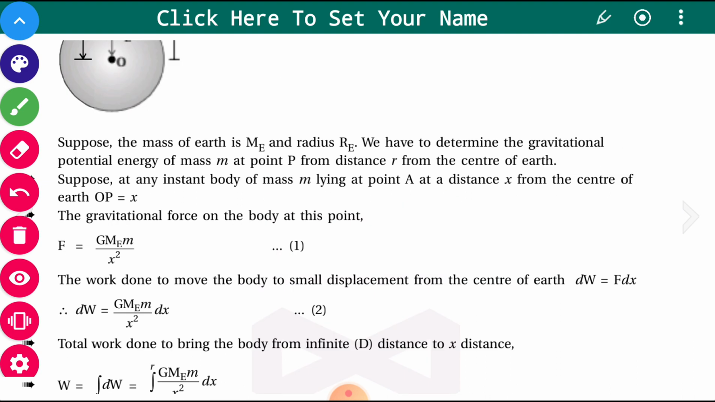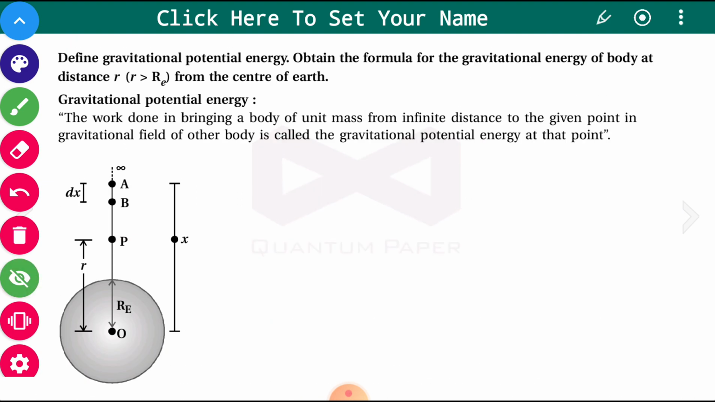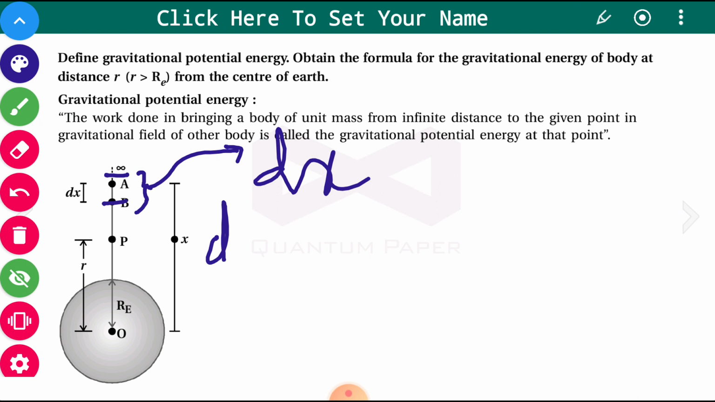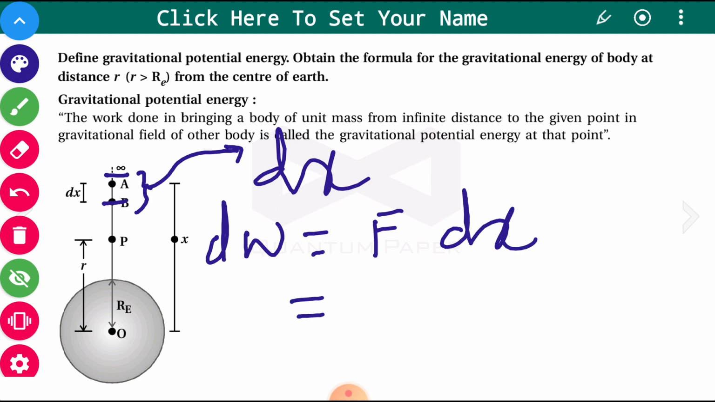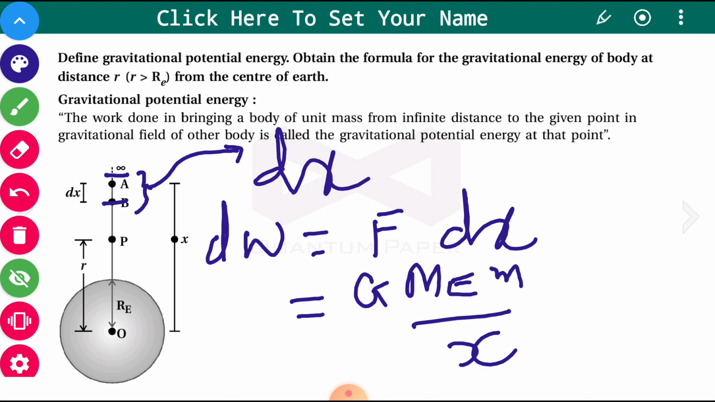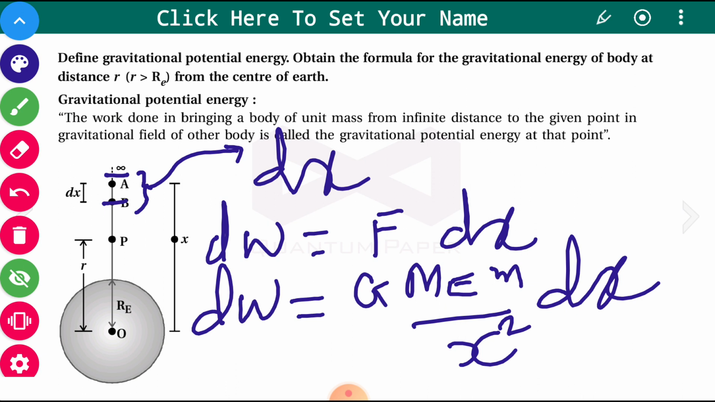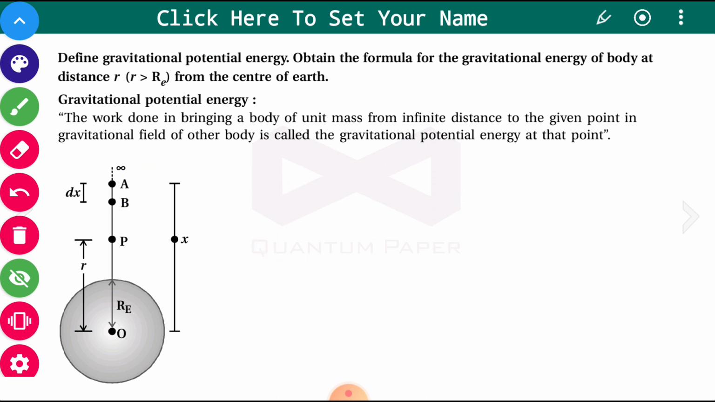Okay. So we can say that the object is brought from point A to point B by traveling a very small distance dx. Then work done, say dW for this particular small displacement, is force into displacement. So force into dx. Now as you know, force is G Me m upon x square dx. Okay, so this is the small work done to bring the object of mass small m from point A to point B.